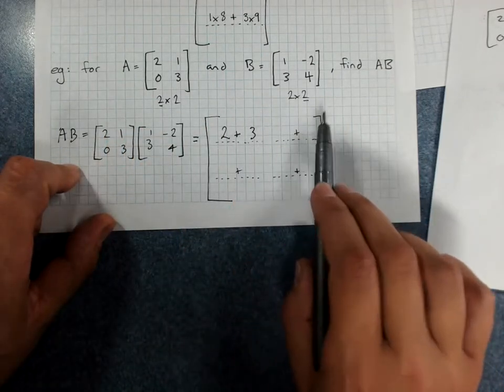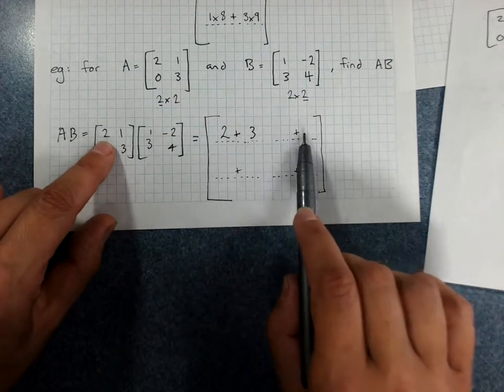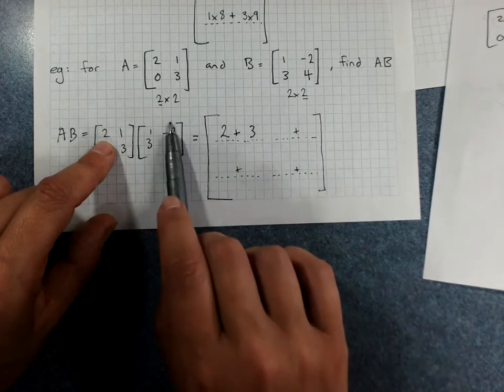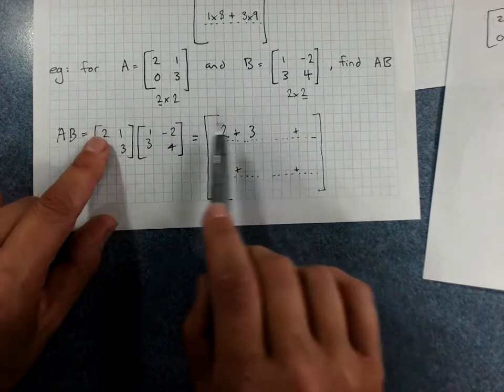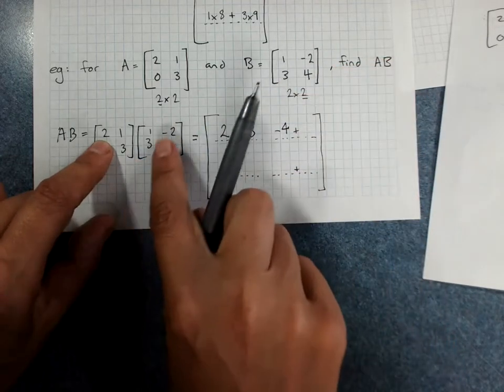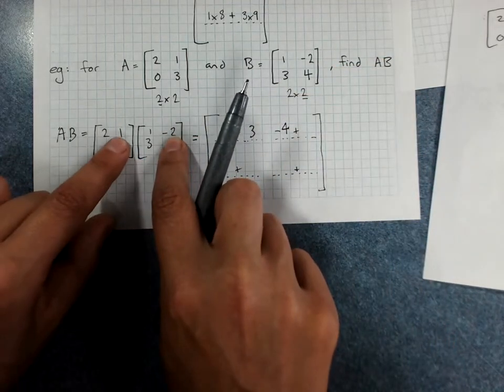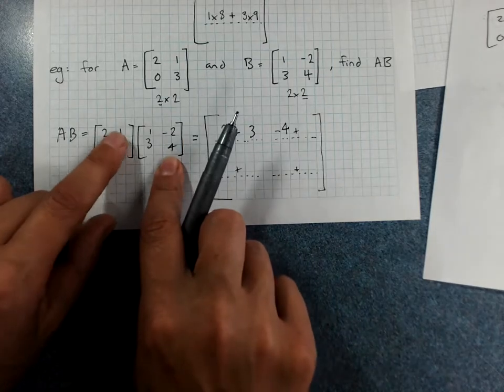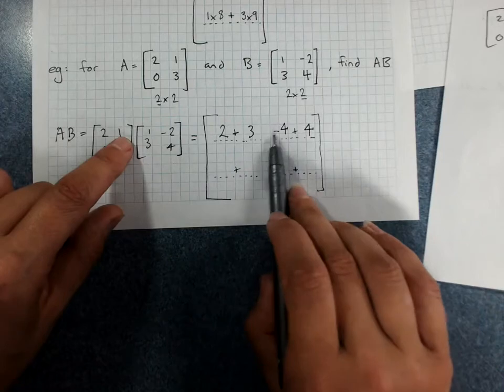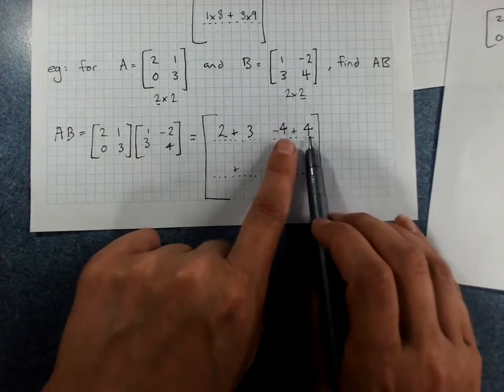Let's go this way. First row by second column. See the position we're in this matrix? I'm going for second column. 2 times negative 2, negative 4. First thing times first thing. Second thing times second thing. 1 times 4, 4. I've ticked off both spots in that element.